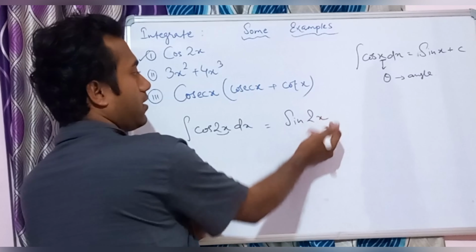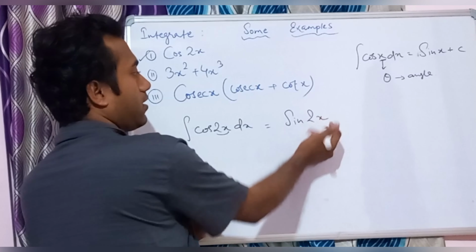Second question: 3x square plus 4x cube integration. This type of integration is also very easy. It has a plus between the two terms, so we integrate both the terms separately: 3x square first, and then plus 4x cube dx. Now 3 is there, and for x square the integration is x to the power 3 by 3. You know very well that we just need to raise the power by 1. Similarly here we will have 4 into x to the power 4 by 4.